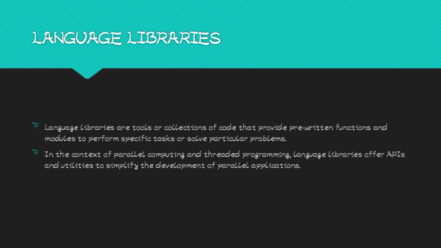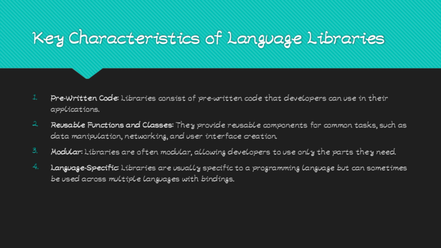Now, in this context of parallel computing and threaded programming, language libraries offer APIs, and APIs are application programming interfaces, and utilities to simplify the development of parallel applications. In any programming, let me say anything you are programming, either code, software, or a mobile app, you will need APIs. So these language libraries also provide APIs.